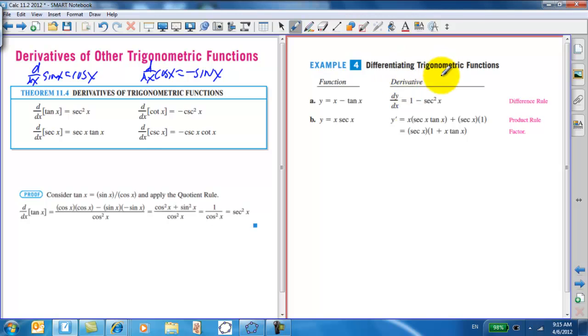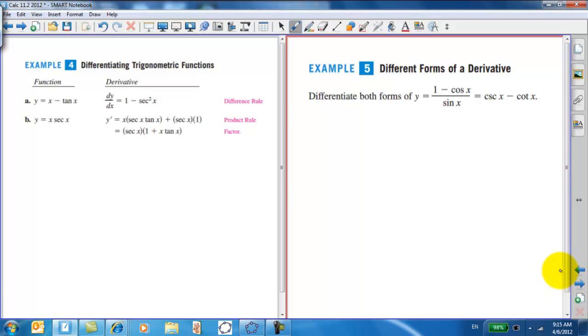So here's differentiating with some trig functions here. Derivative of x is just 1. Derivative of tangent is secant squared. Here you've got x secant x. You have to use the product rule, so we leave the x alone, take the derivative of the secant. And remember, the secant is kind of complicated. You get the derivative of secant, secant tangent, plus secant x times 1. And that's the product rule. And then they went ahead and factored out secant x there.